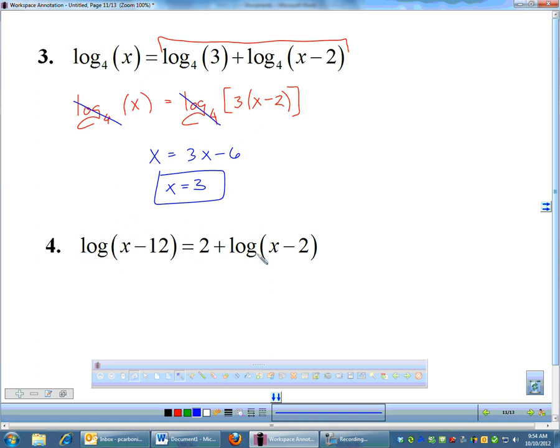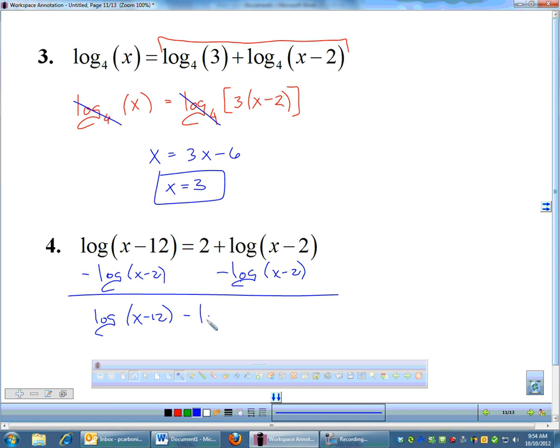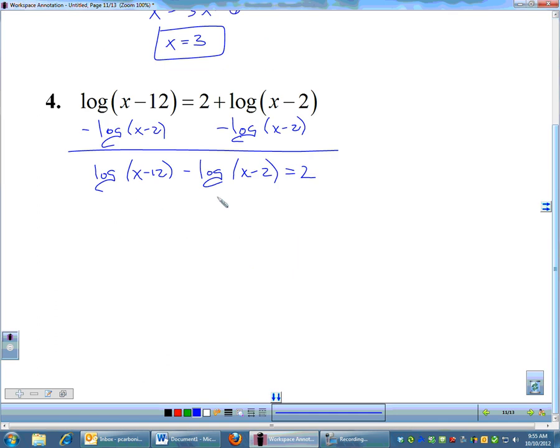Let's see, looking at this one. Okay, this problem, I've got a floating 2 sitting there, which means we're going to have to try to take this out of log form. I'm going to move this log over, combine it with the other one. And that would give me log of x minus 12 minus the log of x minus 2 is equal to 2. And then I need to combine my logs on the left side.